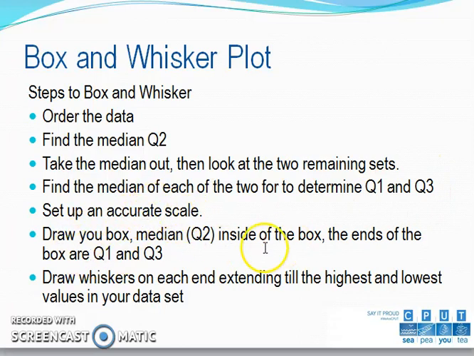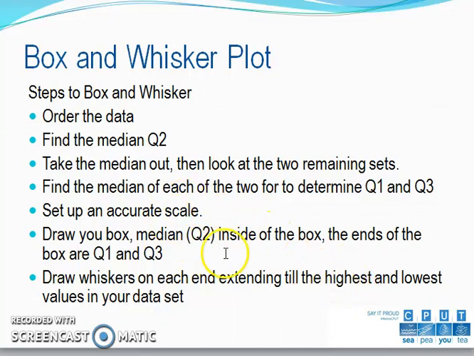And then to actually draw it, you set up an accurate scale. So the scale really must be accurate, and then you start by drawing your box. You indicate where quartile 2 is. That's inside of the box. It doesn't necessarily have to be on the scale in the middle of the box, but it is inside the box. And the ends of the box are quartile 1 and quartile 3. Then you draw the whiskers, extending the lowest whisker ends at the lowest point that you have in your data set, and the highest whisker extends until the highest point in your data set.